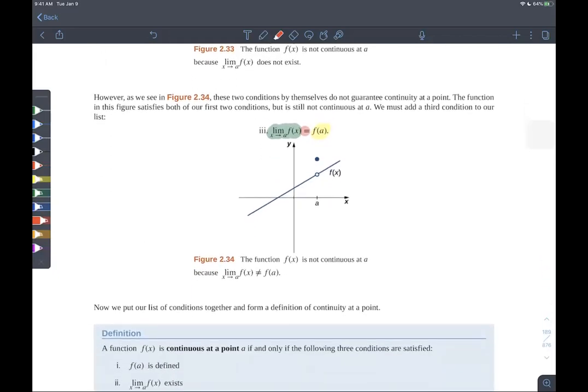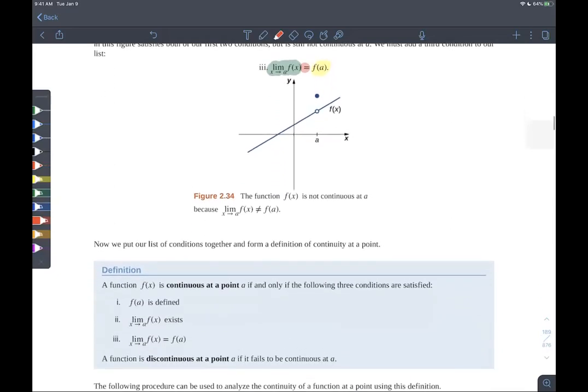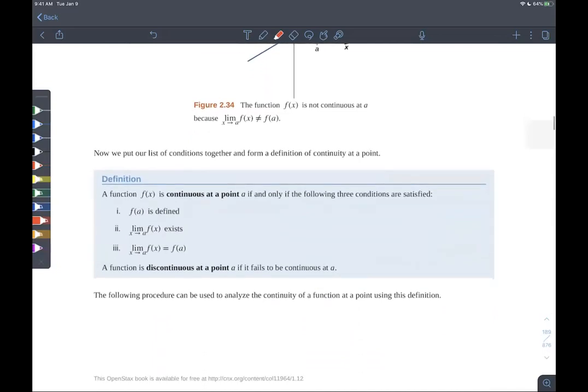Now we put our list of conditions together and form a definition for continuity at a point. So here's our definition. A function f of x is continuous at a point A if and only if the following three conditions are satisfied. f of A is defined. The limit as x approaches A of f of x exists. And then those two values from number 1 and number 2 are equal to each other.